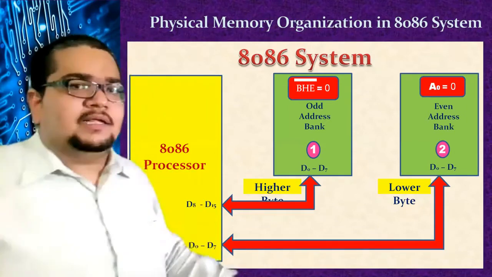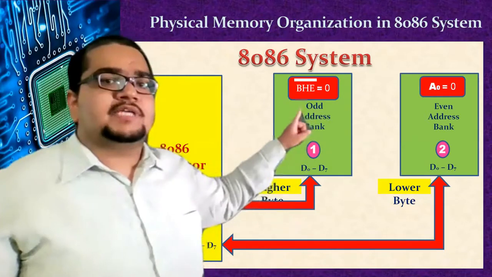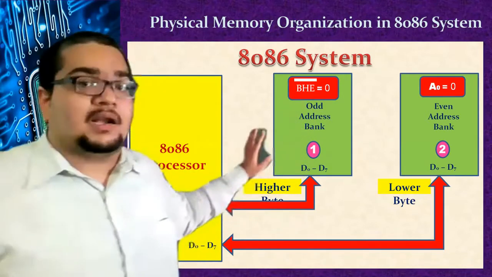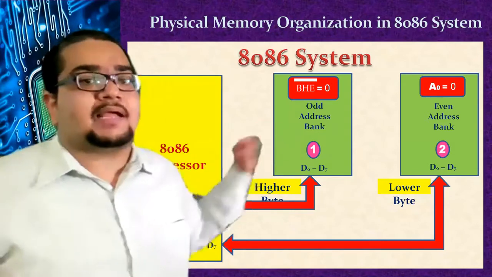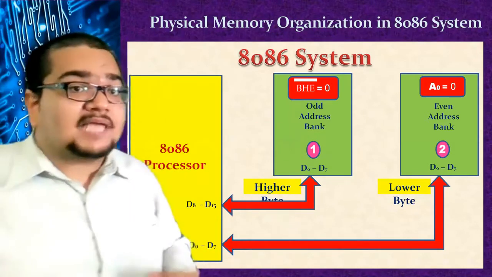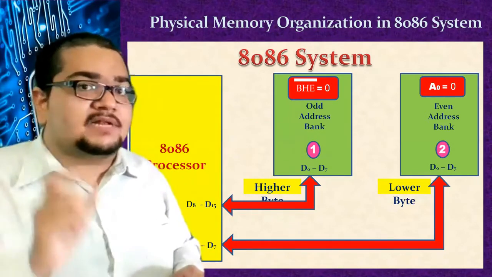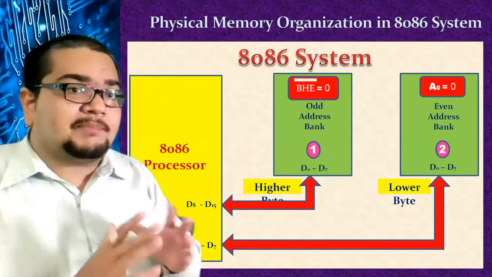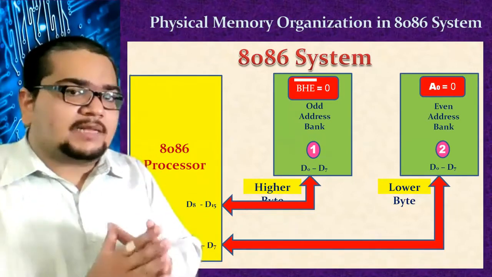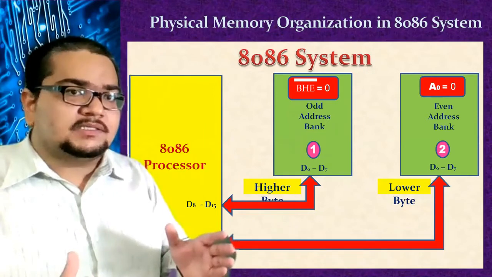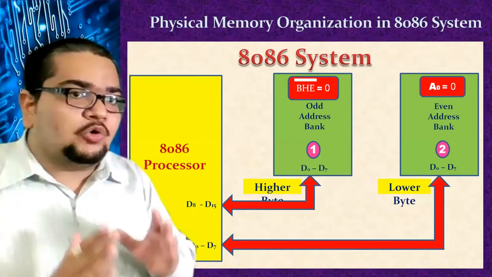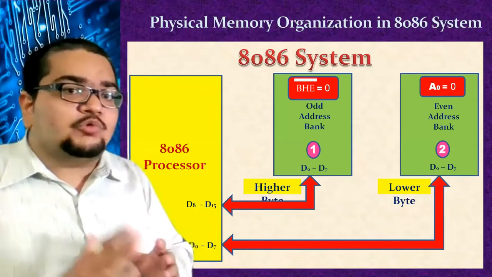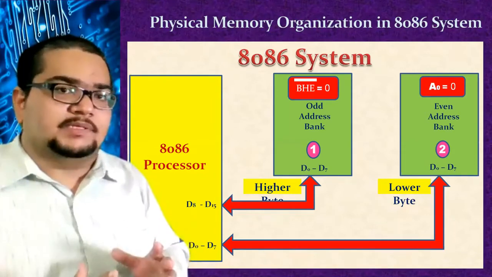And for this one, we are using another signal, BHE bar. We are using this particular signal, BHE bar, to make this bank active. So bus high enable, as the name itself says, is the higher bus enable. The data bus is of 2 bytes. D0 to D7, 8 bits, are called the lower byte of the data bus. D8 to D15 are called the higher byte of the data bus.